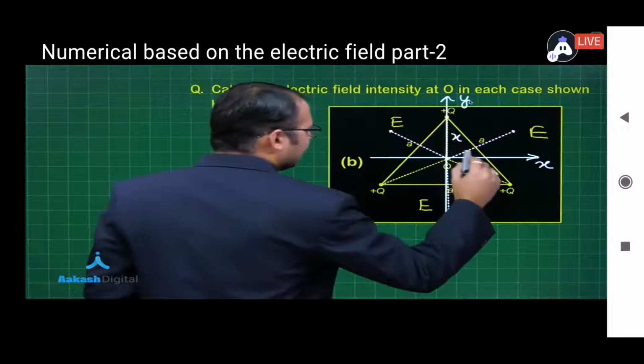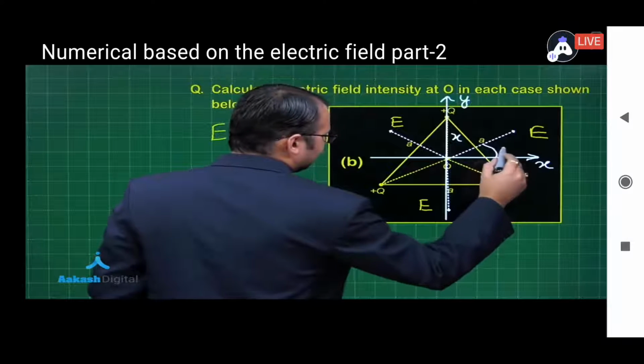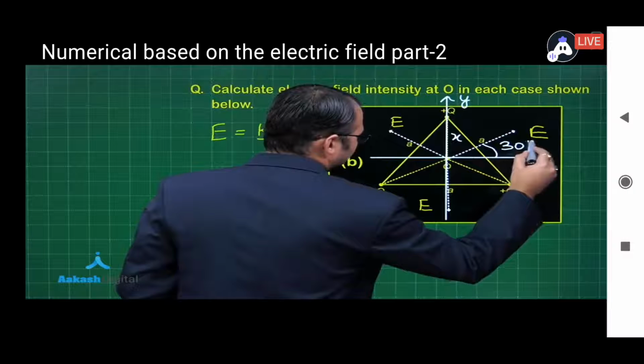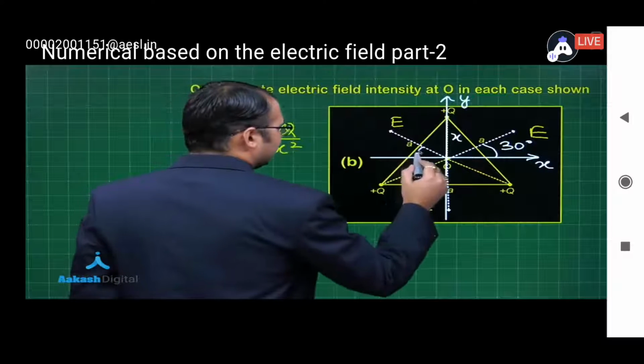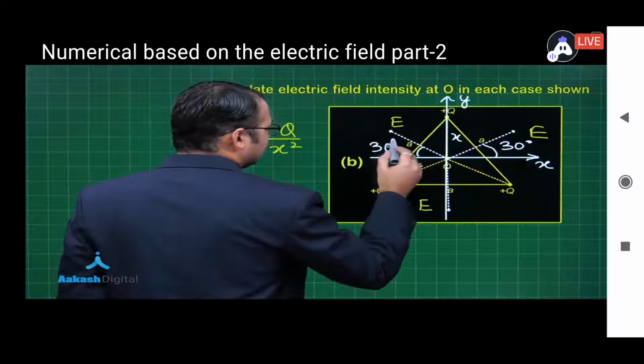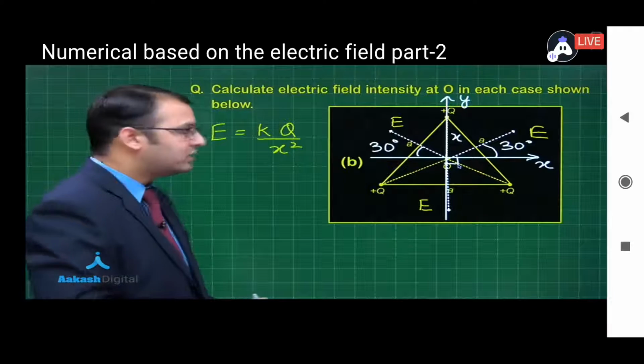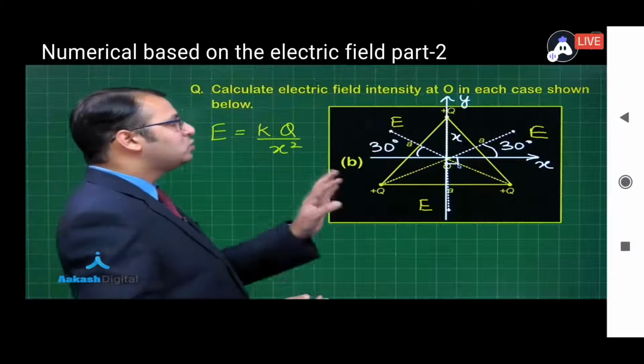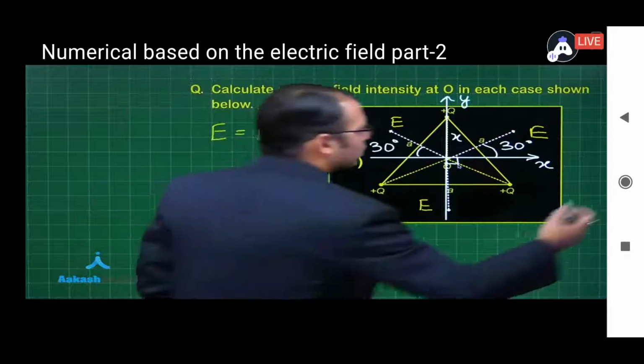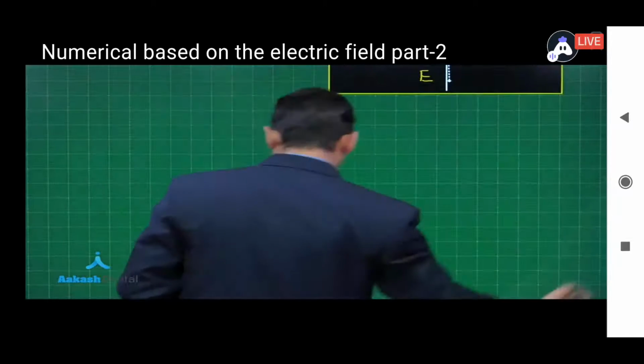Let's take this as x and this be y. Now what is the angle between this and this? That would be 30 degree. What is the angle here? Again, of course it would be 30 degree. And this angle is 90. We are well aware of this, right? Now you need to do the resolution part. I'll draw a simplified easy diagram for you here.